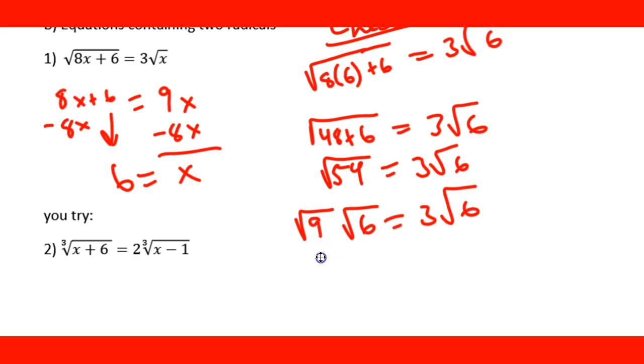All right, the square root of 9 is 3. The square root of 6 is the square root of 6. It's not a perfect square, and that does equal 3 times the square root of 6. All right, so that checks out. Okay, check yourself. All right, here we go.